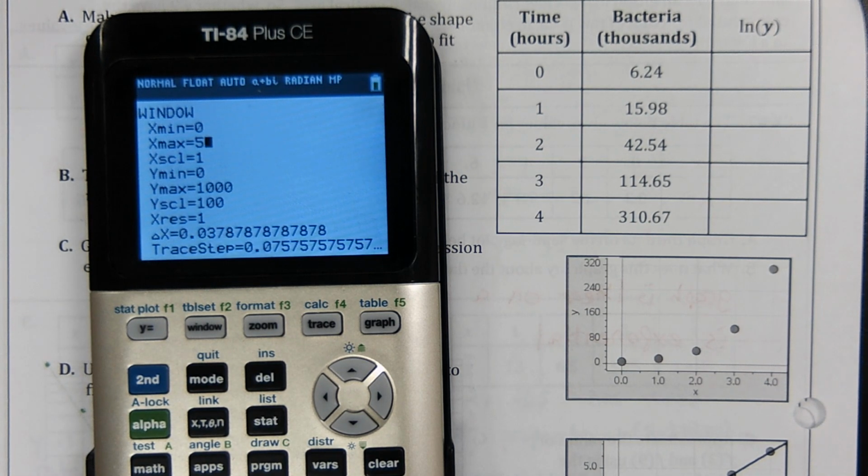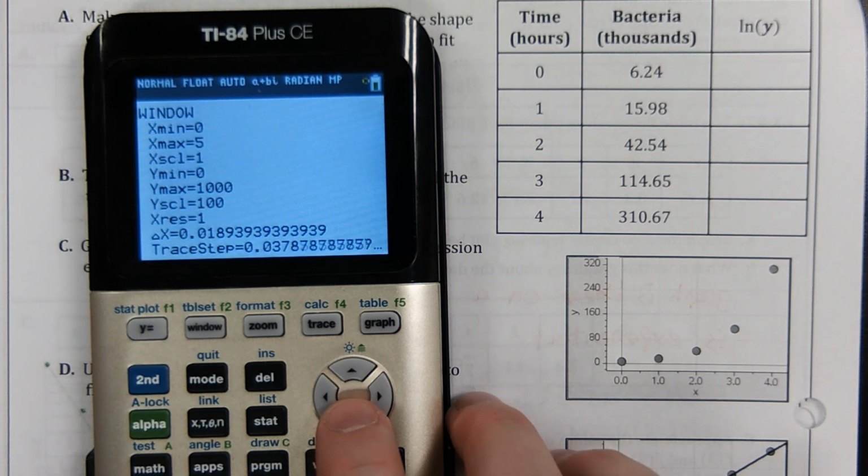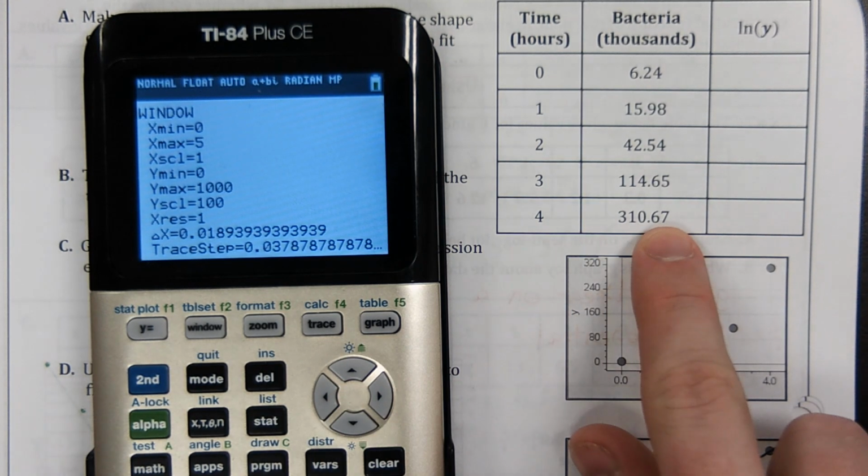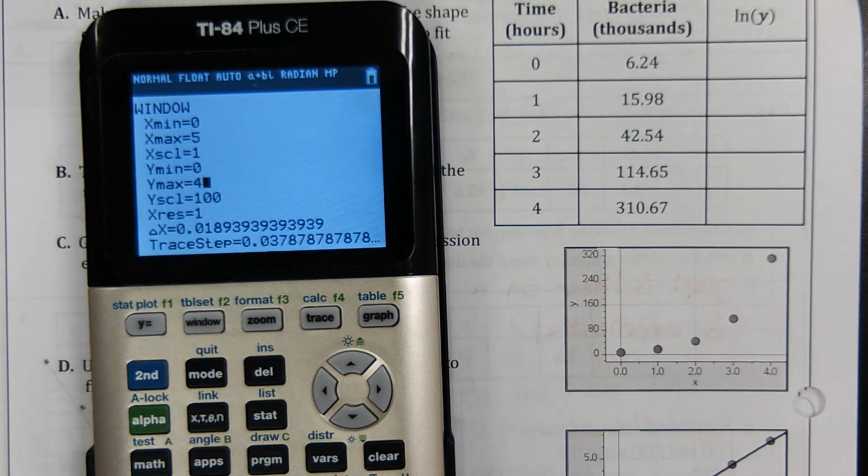And our y values like 0 to, I don't know, I think 400. There. That should give us a really good image of what's happening right now.